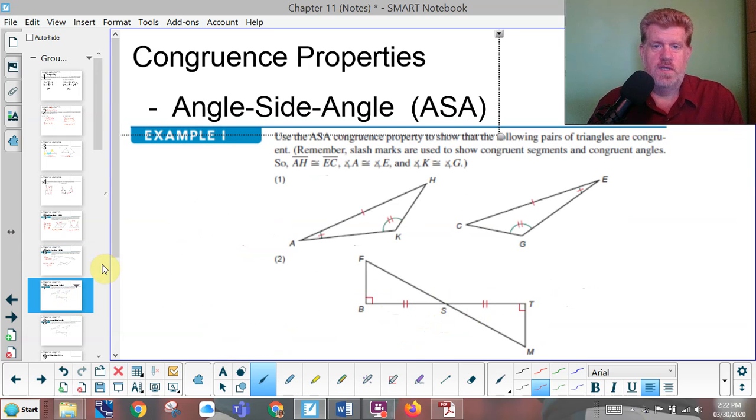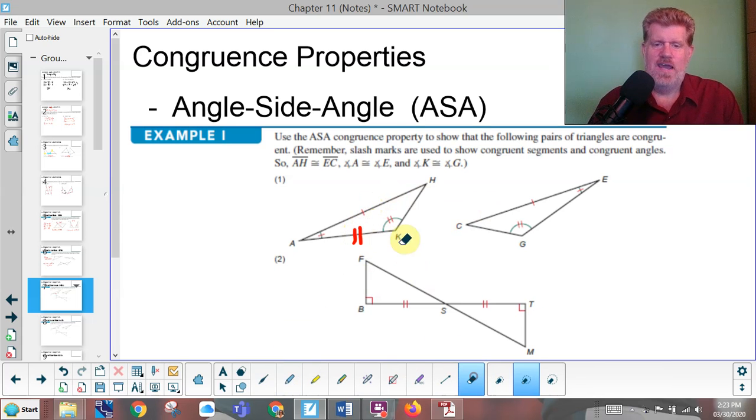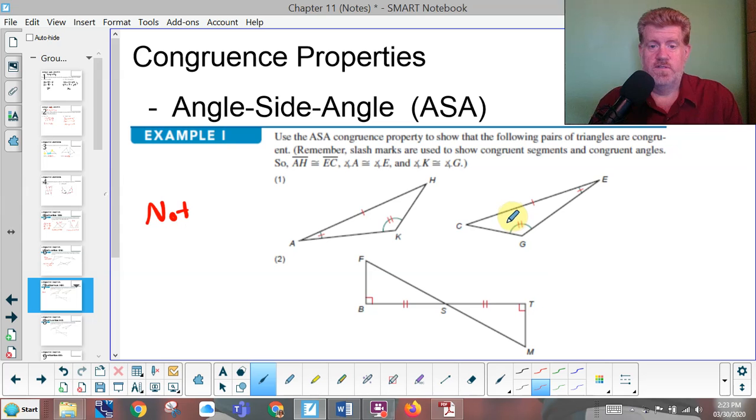And there's more. What about angle, side, angle? So angle, side, angle is another one. You have two angles and the side between them. So here's already an example of one that's not true. You've got two angles, but you need the side between them. I need to know about this one, and guess what? I'm not told about this one. I'm told about this one. So I cannot guarantee that these are congruent. And in fact, if you look at them, they don't look congruent, do they?